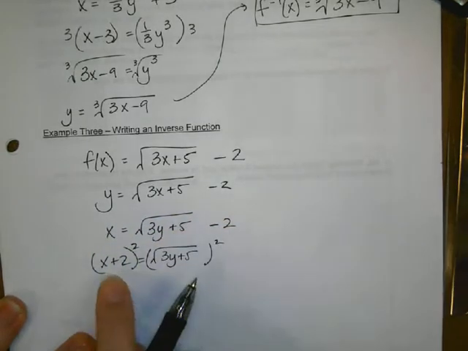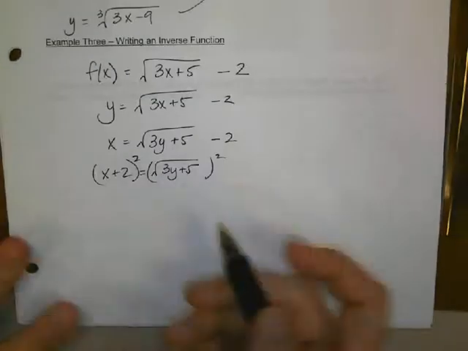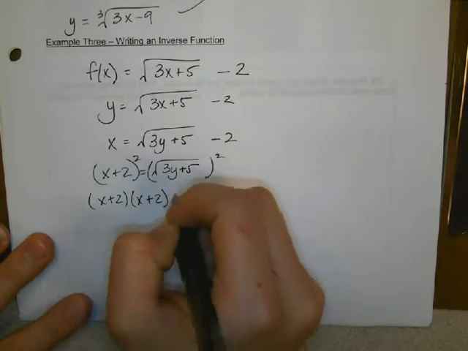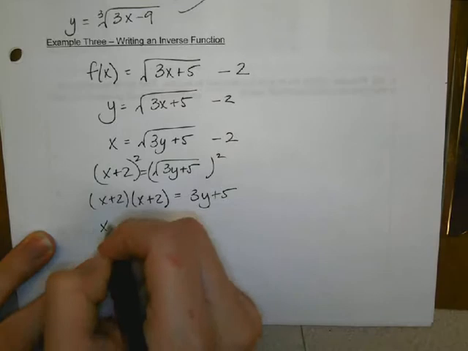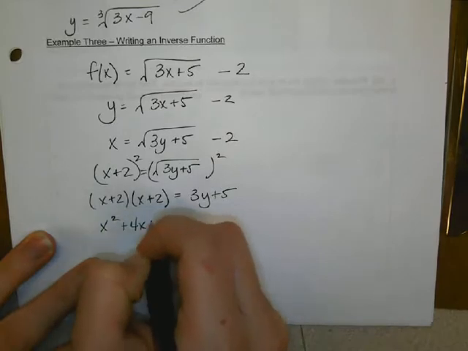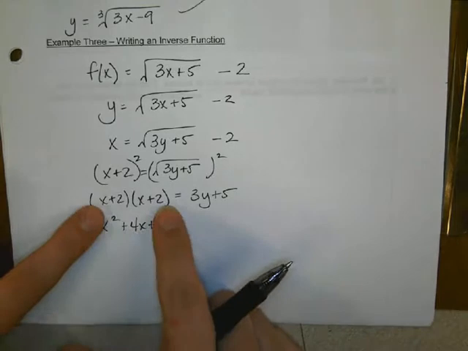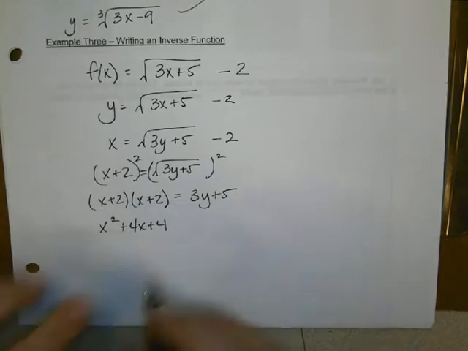On the left-hand side, you're going to have to end up FOILing that out because x plus 2 squared means x plus 2 times itself. The right-hand side, I just have that. So let's go ahead and simplify that. You get x squared plus 4x plus 4. When you FOIL, x times x is x squared. Outer 2x, inner 2x, 2x plus 2x gives me 4x. 2 times 2 is 4. Then we have this.